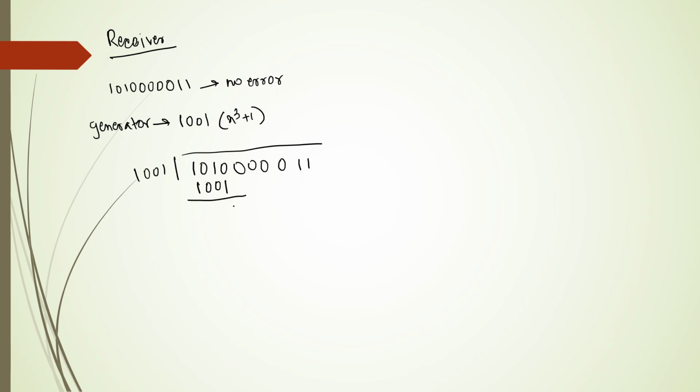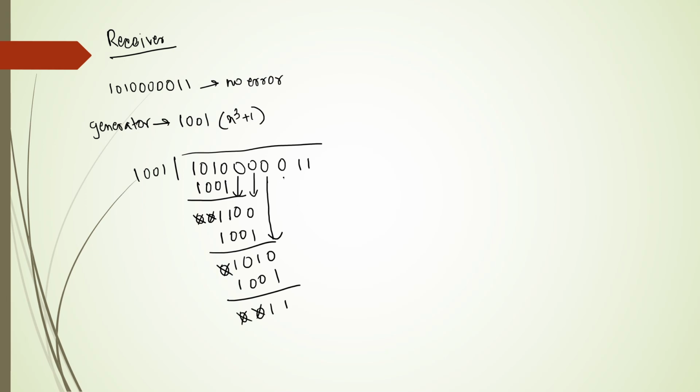Okay, so 1 and 0 will be a 1, 1 and 0 will be a 1, this will be a 0, this will be a 0. Cut this off. We will take down this 0, we will take down this 0. Okay, again we will multiply this with a 1, so it will be 1001. So it will be 1010. Cut this off. Take down this 0. So it will be 1001. So it will be 1100. Cut this off, take down this 0, and we will take down this 1. Okay, it will be 1 0 0 1, so it will be 0 0 1 0.